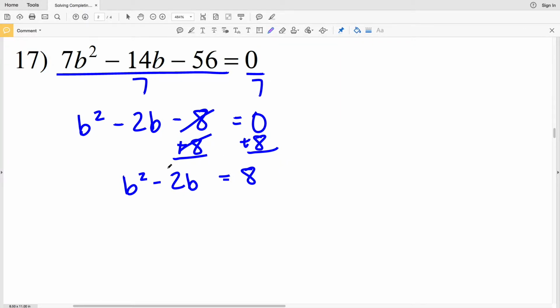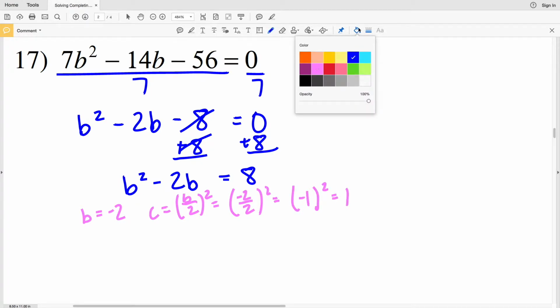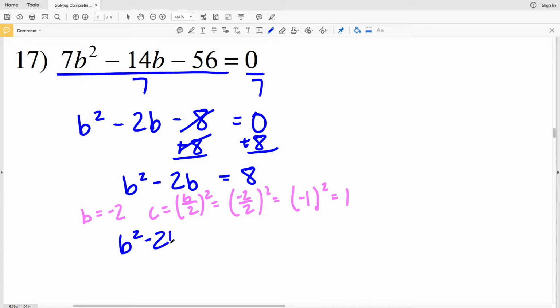Now I can complete the square on my left-hand side. My b value is a negative 2, and c is b over 2 squared. So that will be negative 2 over 2 squared, which is a negative 1 squared, which gives me a positive 1. So I'm going to add 1 to both sides, adding c to the left and c to the right. So b squared minus 2b plus 1 equals 8 plus 1. Whatever I do to the left, I do to the right. Adding 1 to the left, I'll add 1 to the right.